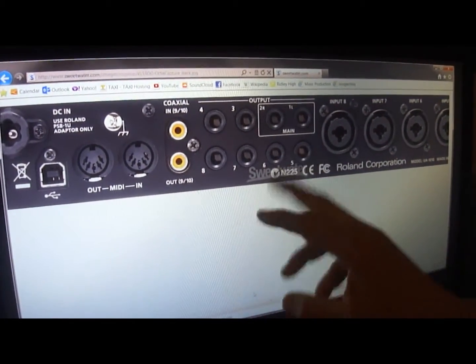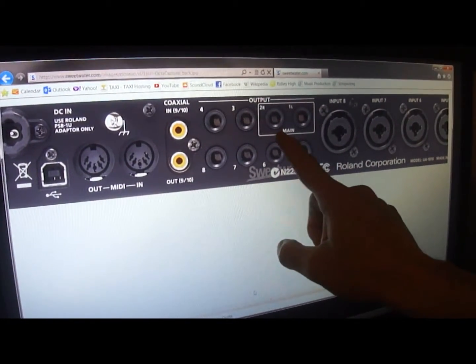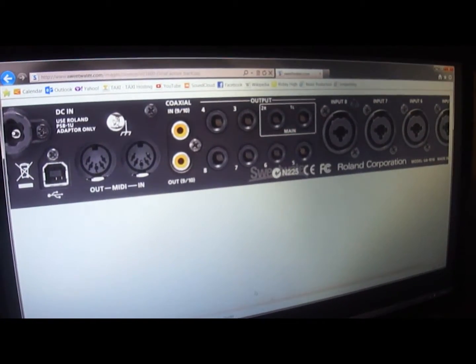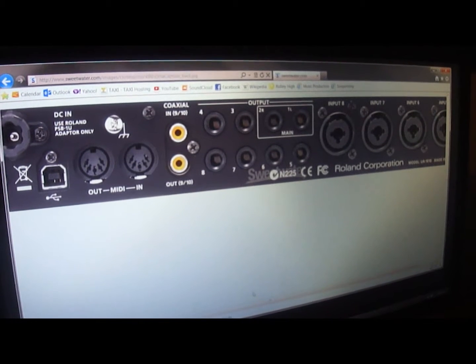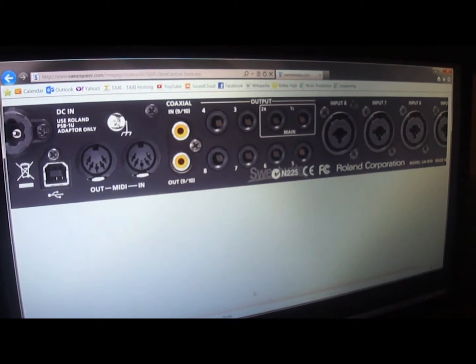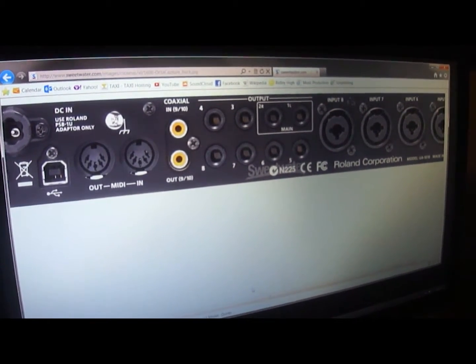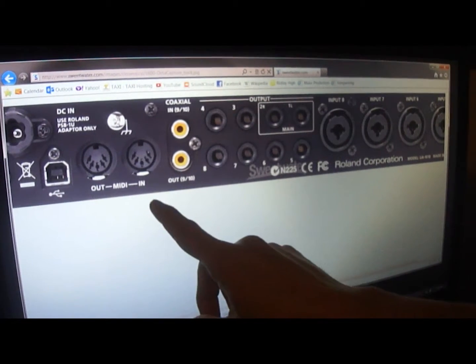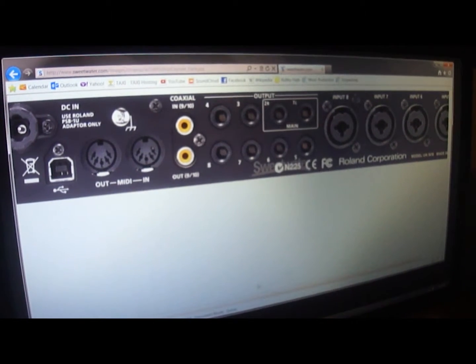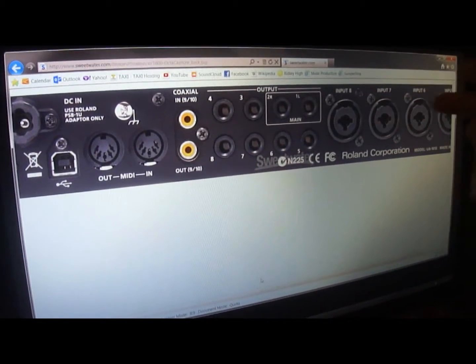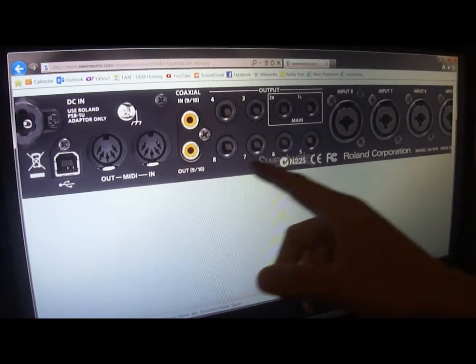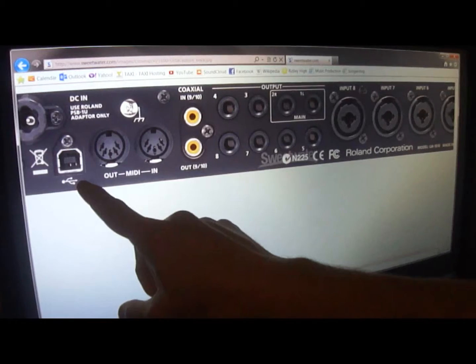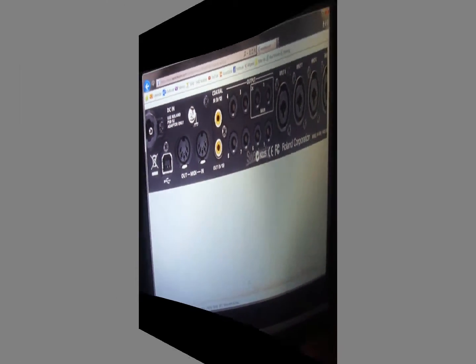Here you have a slew of outputs. Note the main left and right outputs, which are connected with a 1/4 inch balanced cable to my studio monitors. Also note here the MIDI in and out. I use a lot of MIDI in my projects. Here you have the USB connection to the computer and the power source.